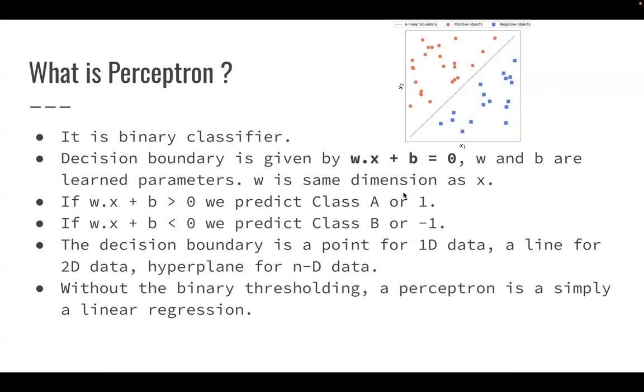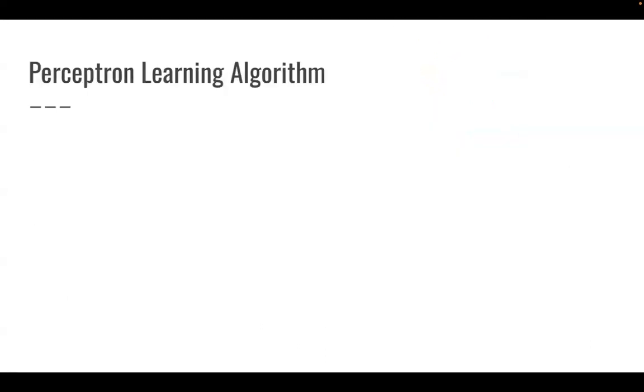So what's the difference between a perceptron and linear regression? Because this does look a lot like linear regression. Well, it's basically the same thing, only in the case of perceptron, we add this binary thresholding at the end. If we remove this binary thresholding, then it's the same as linear regression. All right, now let's see how to train a perceptron.